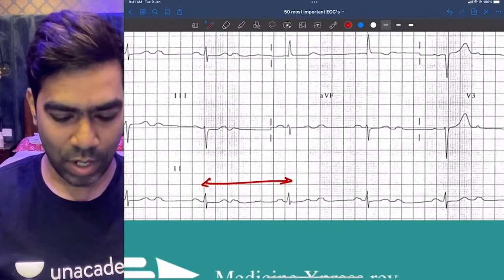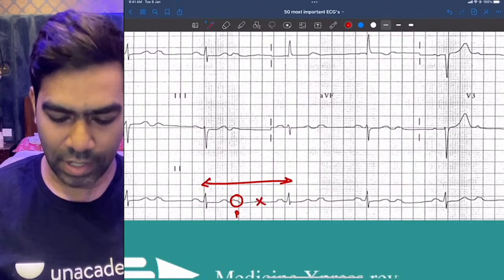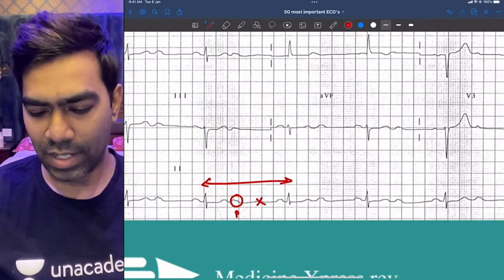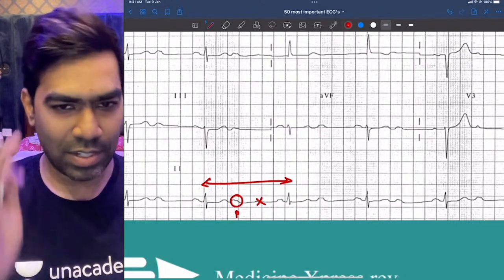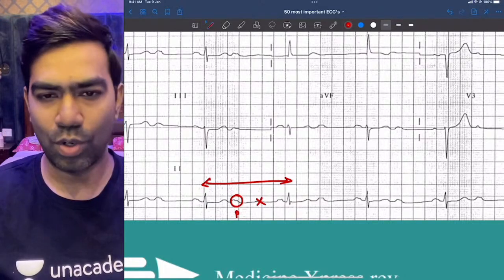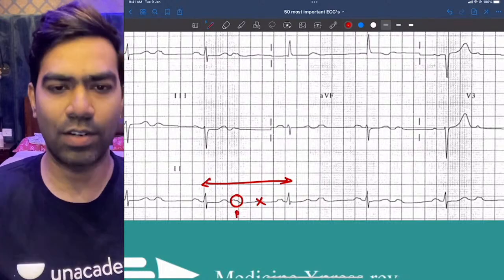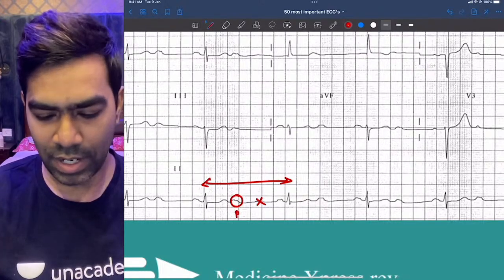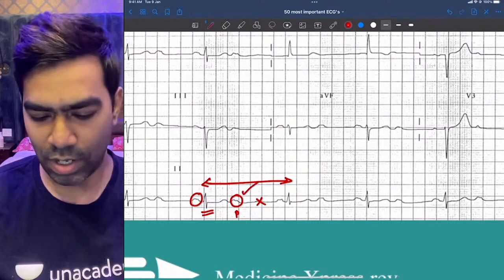But apart from that, what you are seeing here is there is a P wave that is not conducting. So there is a P wave that is definitely not getting conducted. So I can have a suspicion of Mobitz here. Remember, if you have a P wave, but it's not conducted, then only you're going to suspect Mobitz. Here definitely there is a P wave that is not getting conducted. One P wave is conducted, one P wave is not conducted.